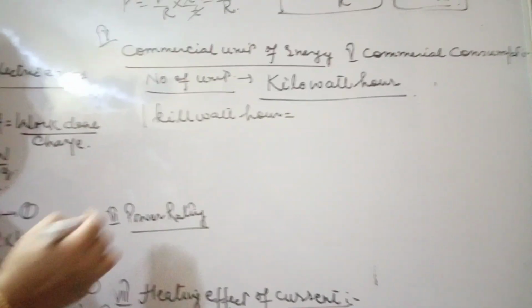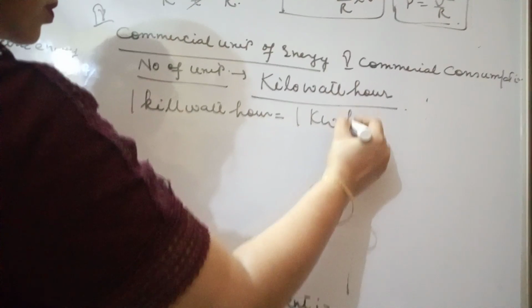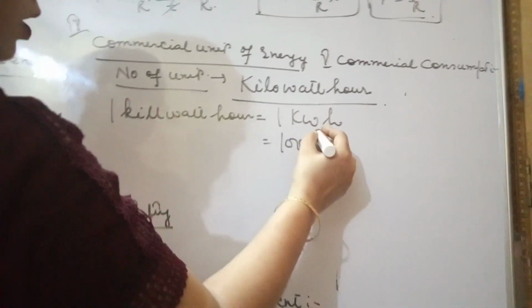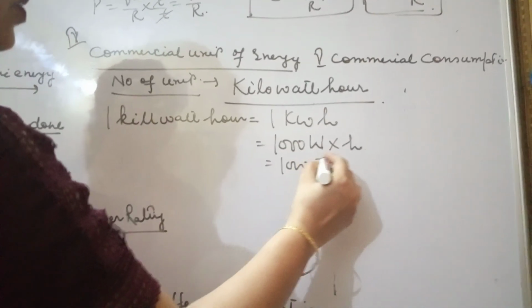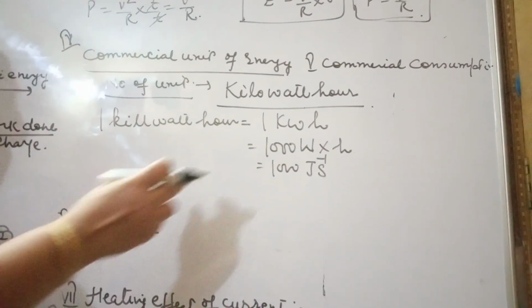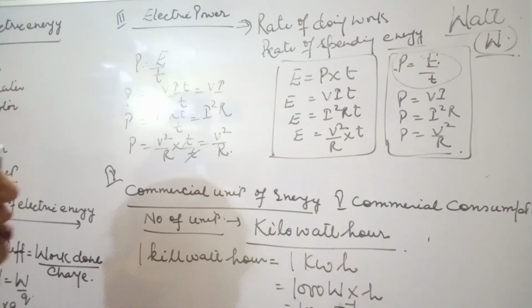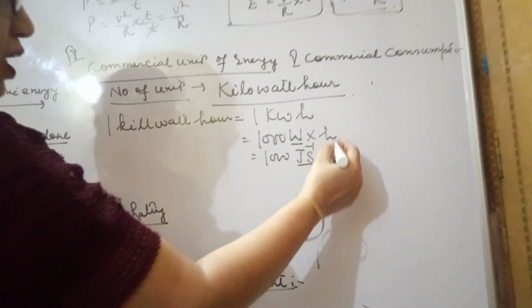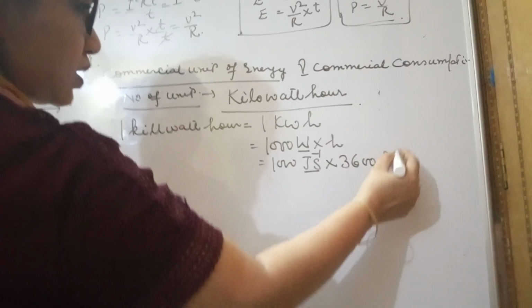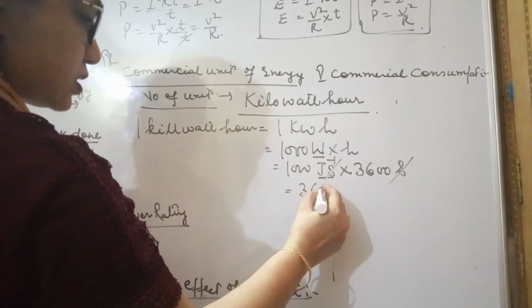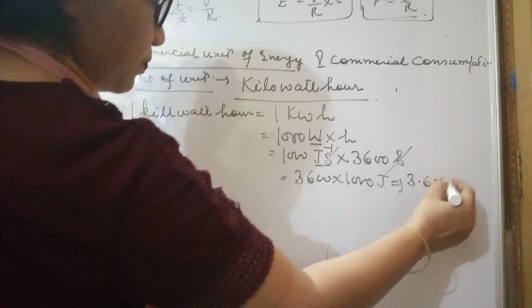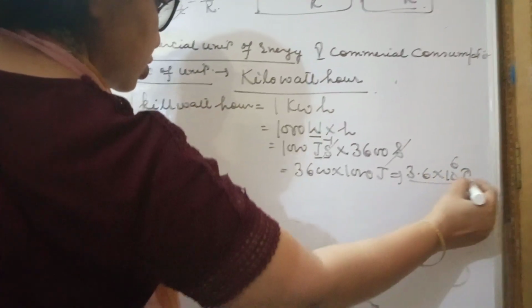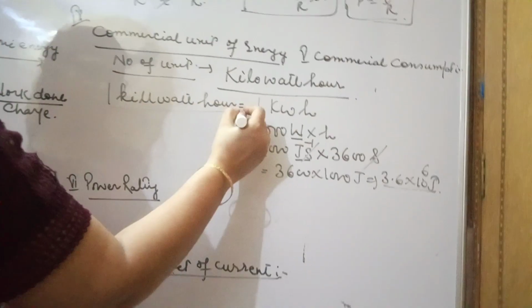In terms of joule, you know 1 kilowatt hour. In 1 kilowatt, how many watt? 1000 watt in hour. But if I just want to convert watt into joules, you know power is in watt, energy is in joule, time is in second. So I convert watt into joule per second. Hour in second is 3600 seconds. Cut off this second. Net result 3600 into 1000 joule. In short, 3.6 into 10 raised to power 6 joule. So this is the relation between kilowatt hour and joule.